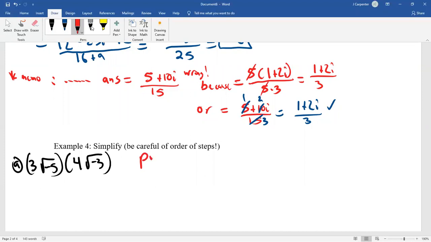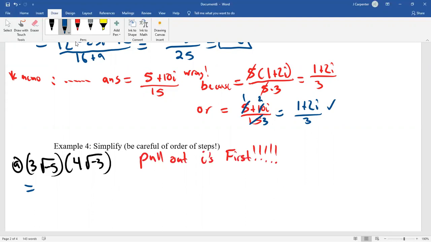You must pull out the i's first. 1, 2, 3, 4, 5 exclamation marks. If you don't do this, your answer will be wrong. I guarantee it. And I will even show you the wrong way for one of them after we finish, assuming we have the time. I think we will.